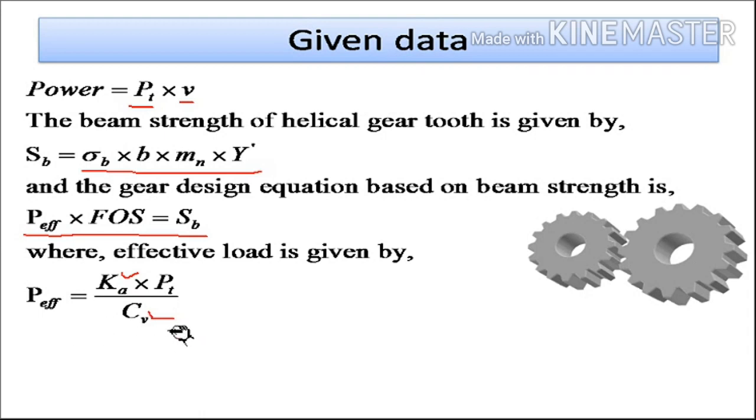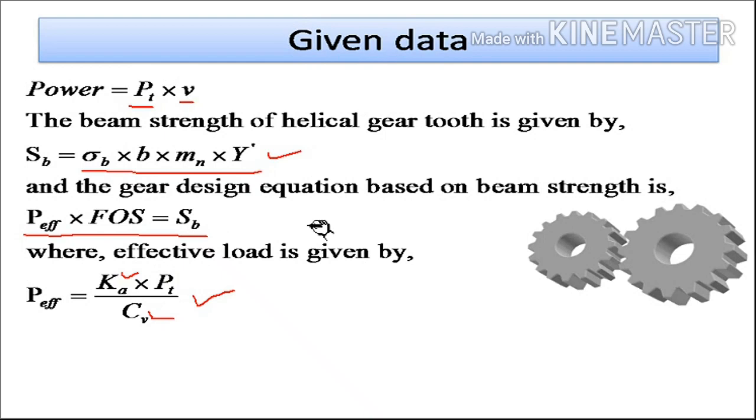It means, suppose if you have to find out this power, we need this PT and V, and this PT we can get if you know the P effective, and this P effective you can obtain from this design equation, and for this we need the beam strength and factor of safety. So let us try to find out how we can solve this numerical. So this is the basic logic to solve this numerical. We will calculate first of all the beam strength, then we will calculate the effective load, and then we will get the PT from this, that is tangential force, and then we will use it to calculate the power transmission capacity of this particular gear pair.